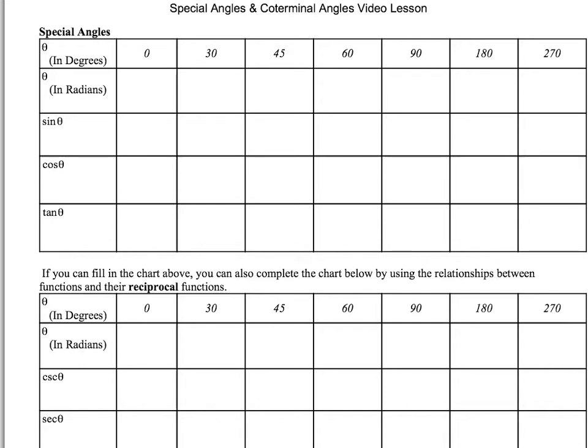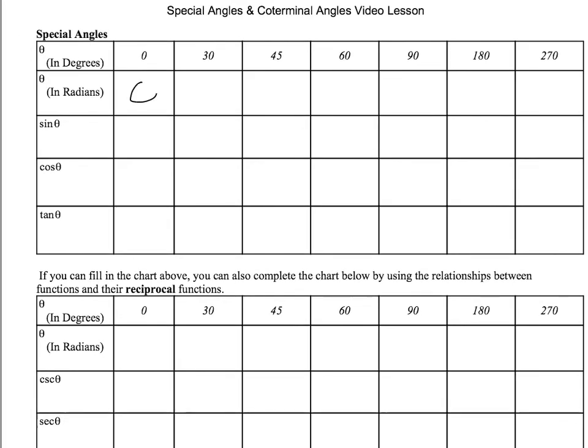0 degrees, that's just 0 radians. For 30 degrees, you take 30 divided by 180 and change it to a fraction, and you get pi over 6. 45 divided by 180 is 1/4, put a pi in the numerator, so it's pi over 4. 60 divided by 180 is 1/3, so pi over 3. 90 divided by 180 is 1/2, so pi over 2. 180 divided by 180 is 1, so pi. 270 divided by 180 is 3/2, so 3 pi over 2.